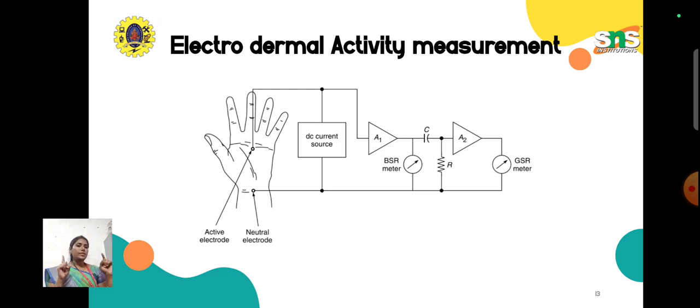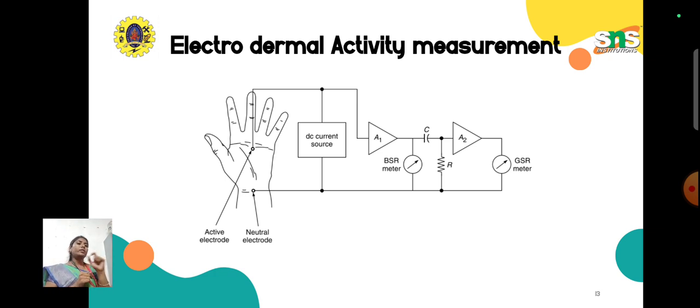So BSR is the skin response at the resting state, and GSR is the skin response after some stimulus. This is the difference between BSR and GSR. That is the reason you have two different stages: A1, the pre-amplifier stage for BSR, and A2, the pre-amplifier stage for GSR.